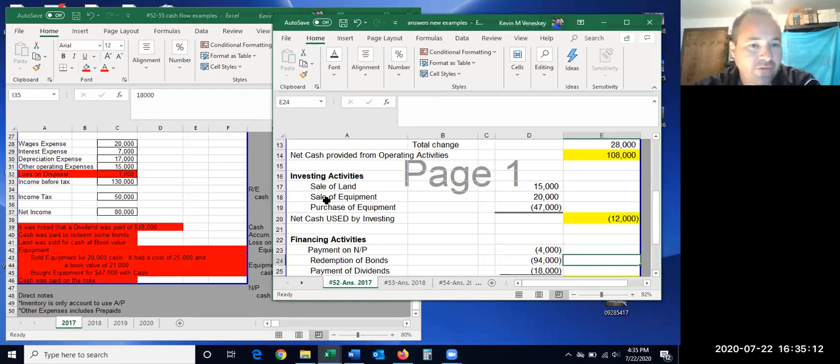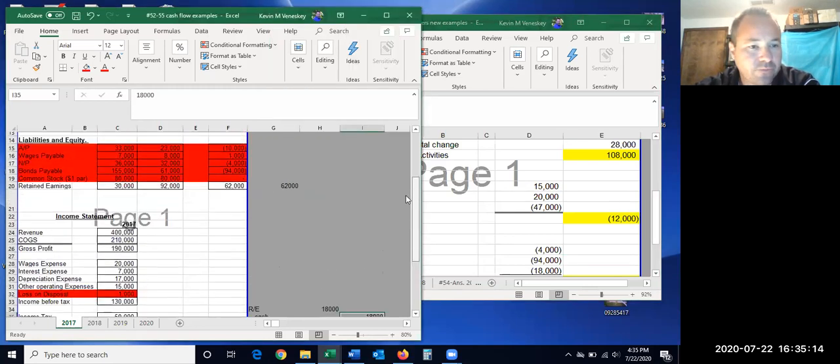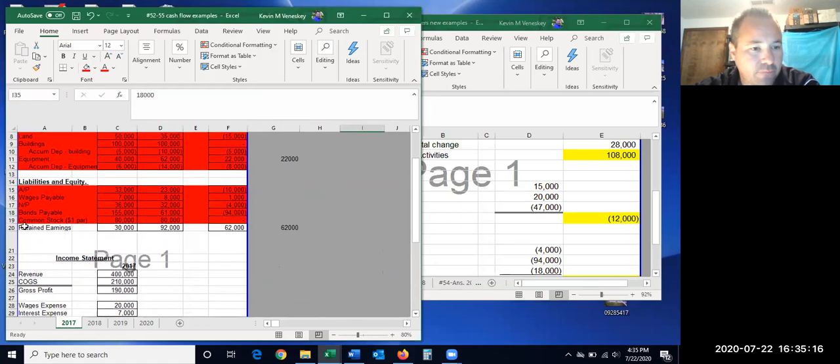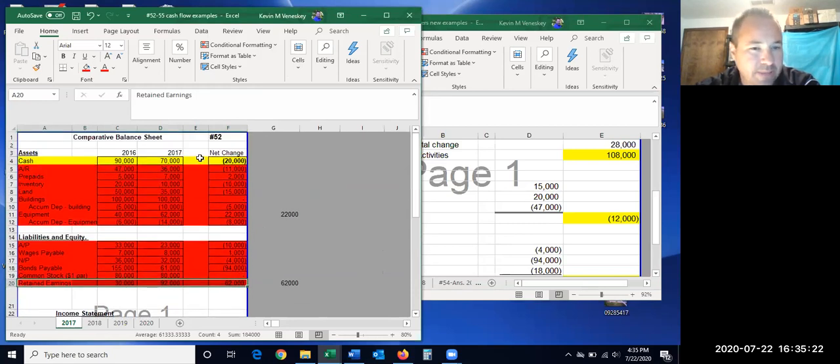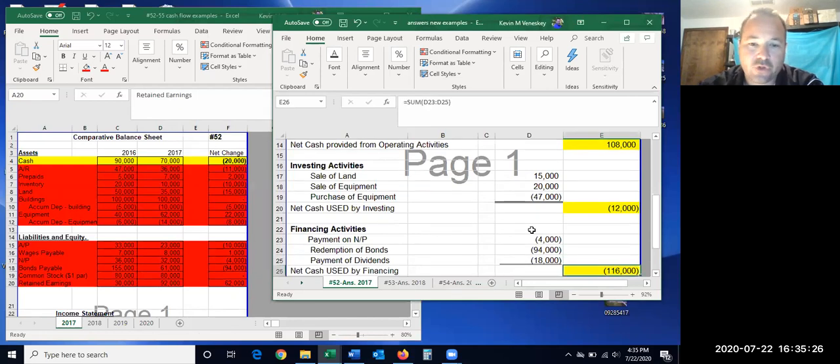Now that's everything. I've done everything I needed to. This one is now done. All of my items are red, except the very last item that I'm going to come to now. So we have our total financing. We're going to add them all up.